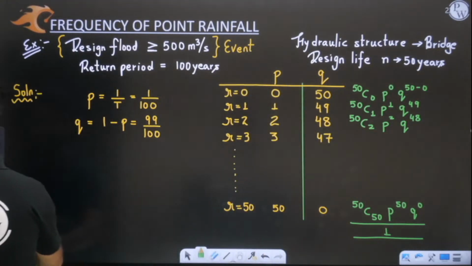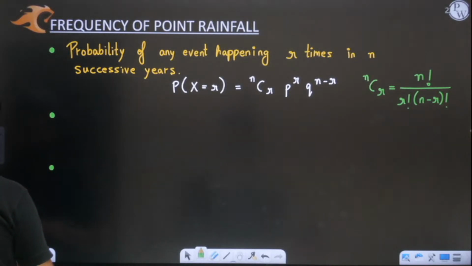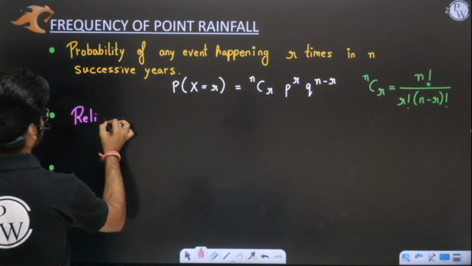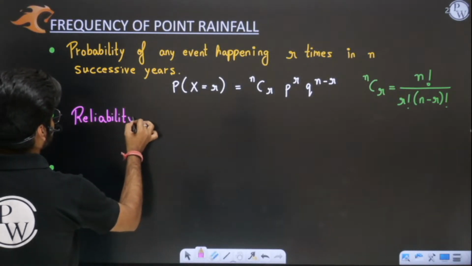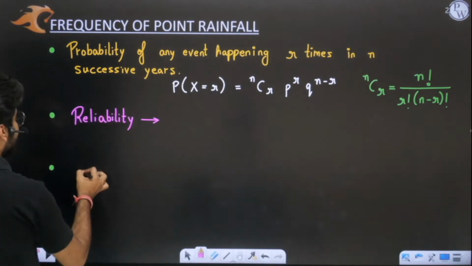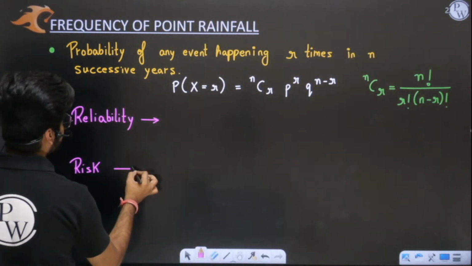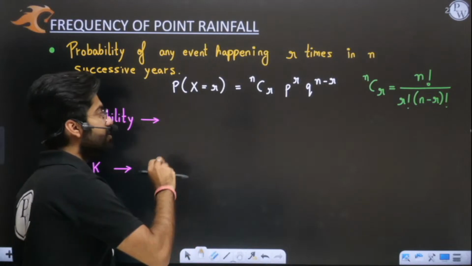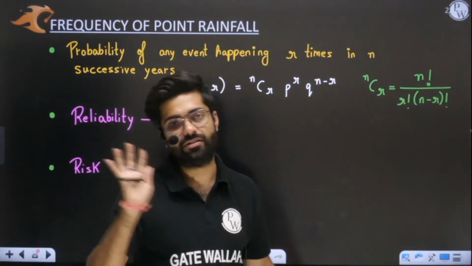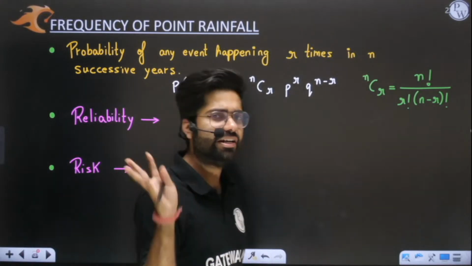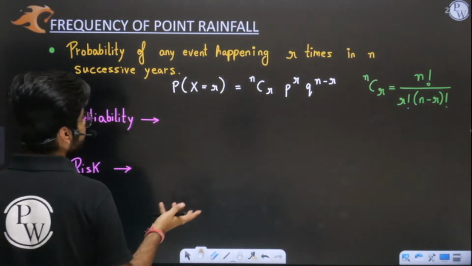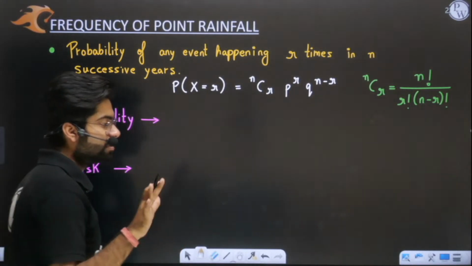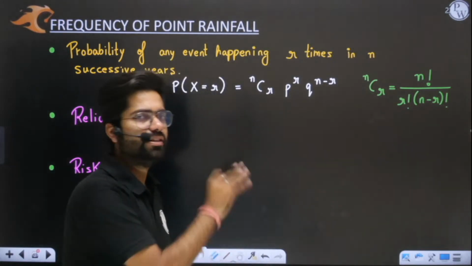So the meaning of reliability, let me write it here. I have already left some space here. We are interested in knowing reliability and risk. So tell me, what is the meaning of reliability and what is the meaning of risk? Reliability means that such a flood event never happens in 50 years. Never it will take place. So can you find the probability when this event will not take place even a single time? Tell me yes or no. Kindly comment in the comment box.